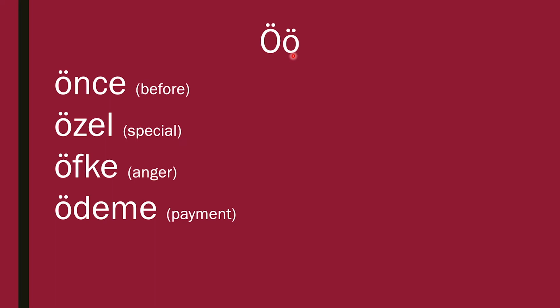Ö. This letter is Ö. If you're familiar with the French language, it's the same as the letter E in French. If not, you move your lips to the front, both of them, Ö, and you pronounce it. Önce, özel, öfke, ödeme.